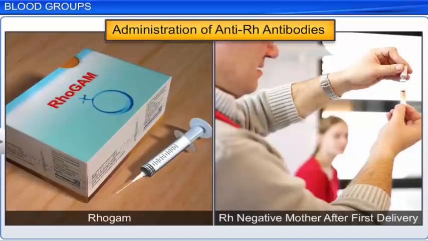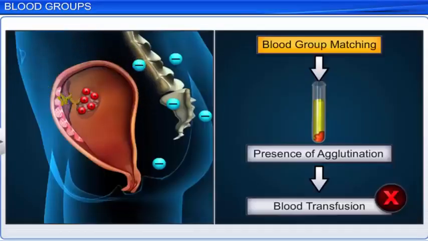Erythroblastosis fetalis can be prevented by injecting anti-Rh antibodies, commercially called RhoGAM, into the Rh negative mother immediately after her first delivery. Thus, Rh and ABO incompatibility can be easily prevented by knowing the blood group types.